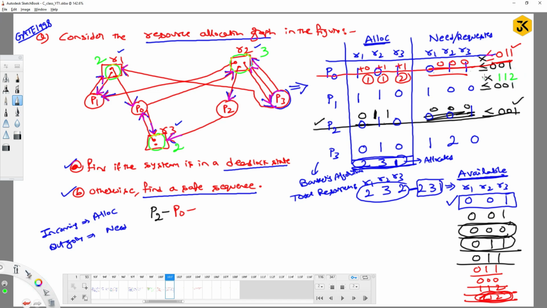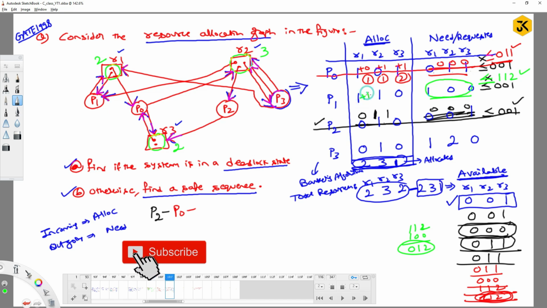Now I got 1 1 2. Is this going to be satisfied? Is 1 0 0 less than or equal to 1 1 2? Yes, satisfied. When it is satisfied, I am going to subtract the needed one. What is the needed one? 1 0 0 is the needed one. So the leftover available resources are 0 1 2. Now 1 0 0 is allocated to the process P1. So 1 plus 1, 1 plus 0, 0 plus 0, which means the total allocated resources for P1 are now 2 1 0, and the need becomes 0, right?